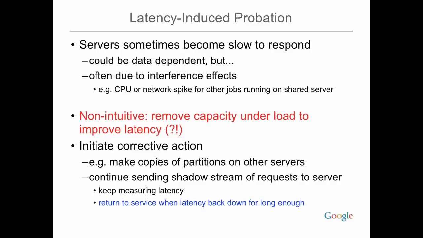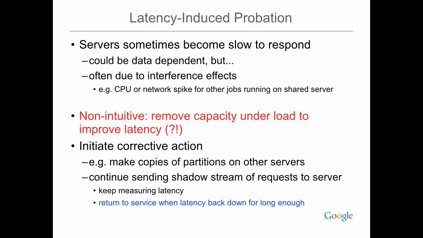Another thing we sometimes do is what I'll call latency-induced probation. Sounds like a horrible school treatment you might get. Servers are sometimes slow to respond, and that slowness in response could be data dependent. So it could be that there's just no two ways around it: that particular piece of data that system is serving is slow. But sometimes, perhaps even more often, it's due to interference effects. All of a sudden, something else on that machine is causing it to be slow. There's a CPU spike on that server, and it just isn't able to keep up with the request load you're giving it for your particular application.